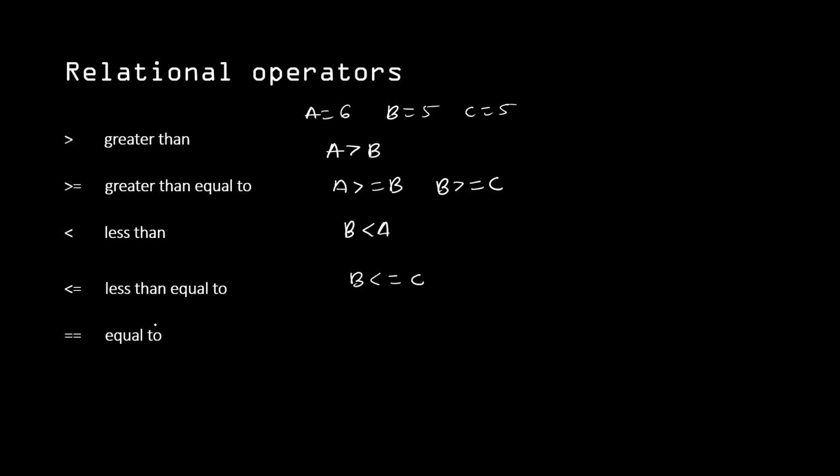Our next operator is the equal to operator. If you remember, every time we assign a value to our variable, I am using a single equals sign. To assign 5 to our variable a, I am using this operator.